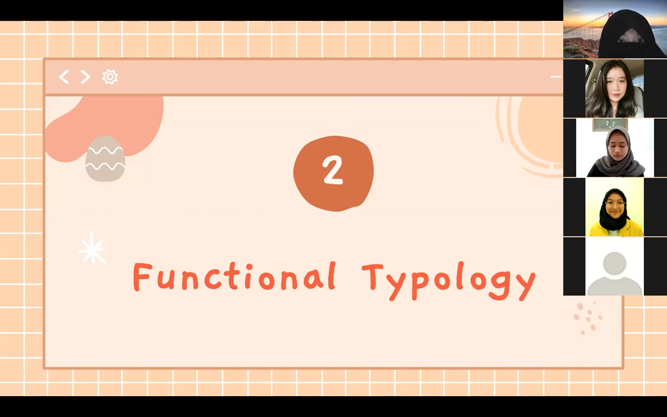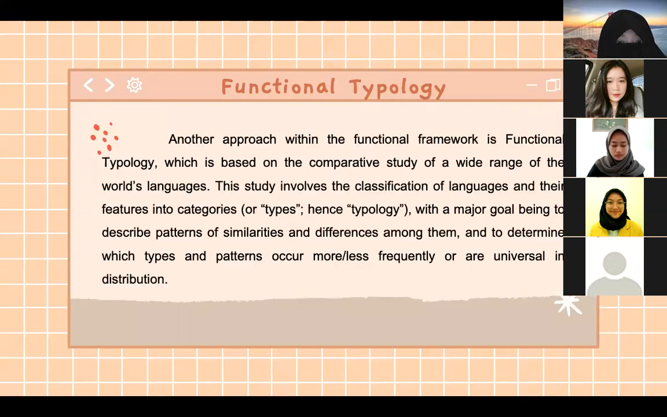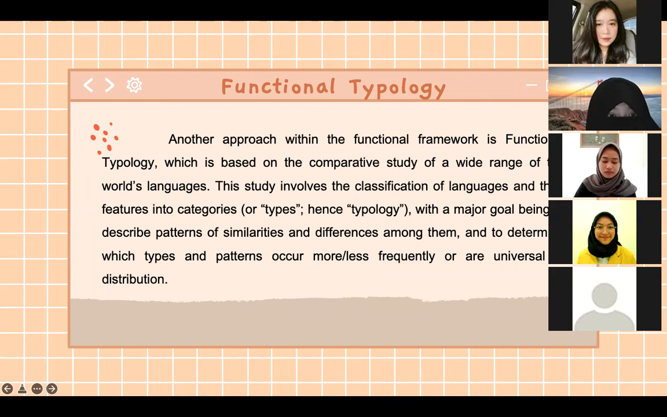The next is functional typology. Another approach within the functional framework is functional typology, which is based on the comparative study of a wide range of the world's languages. This study involves the classification of languages and their features into categories, with a major goal being to describe patterns of similarities and differences among them, and to determine which types and patterns occur more or less frequently or are universal in distribution.